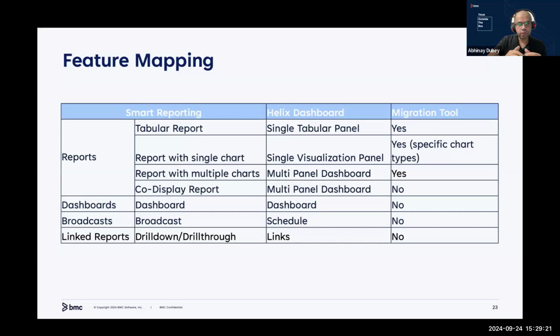The other object types, broadcast and drill down, drill through, have similar concepts on the Helix Dashboard side. You would also notice that not all of them have similar support in the migration utility. The two platforms are essentially very different technologies, catering to different kinds of use cases. So there are differences, and not every feature can be migrated as is into the new platform. Now, visualizations: you would see specific chart types are supported. So let's take a closer look at it. What do I mean by that?